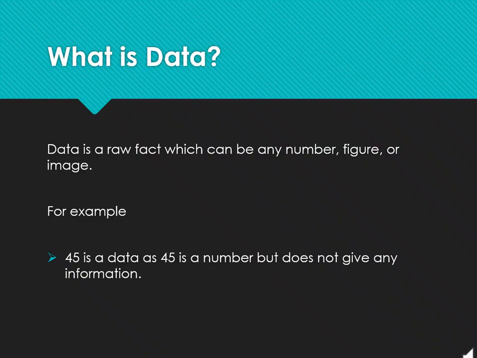For example, 45 is data as 45 is a number but does not give any information. 45 may be a house number, 45 may be a mark of a student, 45 may be an average age of an employee.